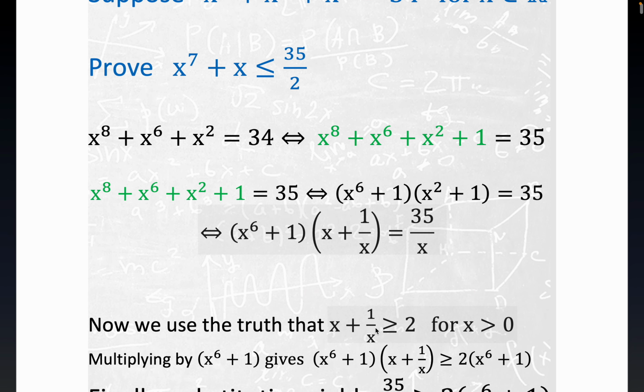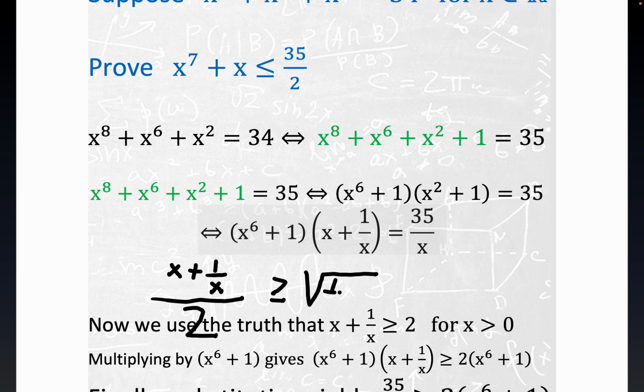Well, we use this fact here. I call it the truth that x plus 1 over x is greater than or equal to 2. I didn't prove that. Let me go ahead and do that. There's something called the arithmetic mean, geometric mean inequality. And for this particular case, it goes like this. You'd have x plus 1 over x all over 2 is greater than or equal to the square root of this product, so that would be the square root of 1 over x times x.